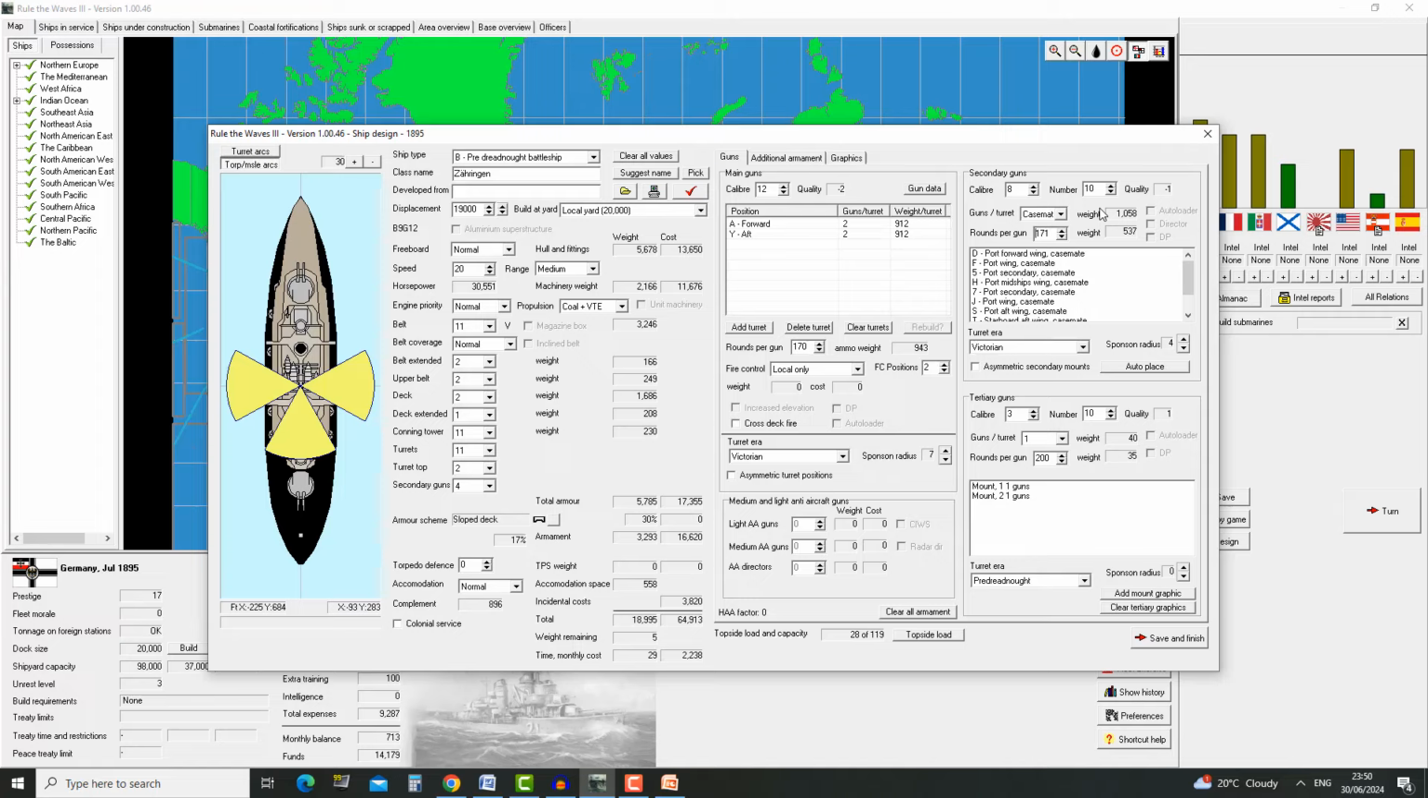I mean, considering the previous design that we had was using these as primary guns, I don't really have an issue with that, I'll be completely honest. But I would like to have 12. I don't think we'll be able to do that. Deck extended. Too high conning.